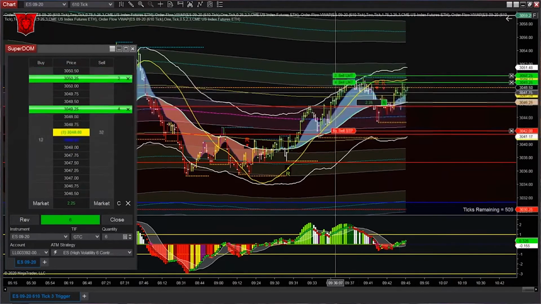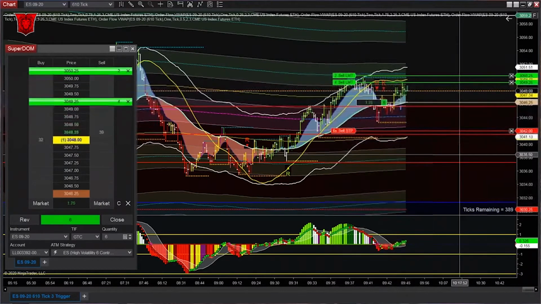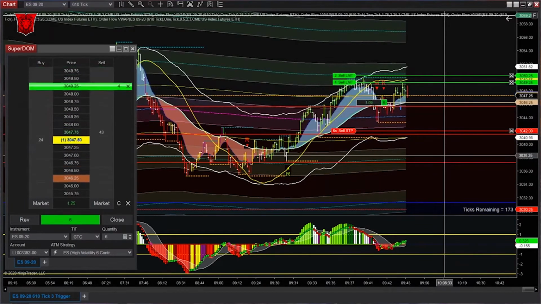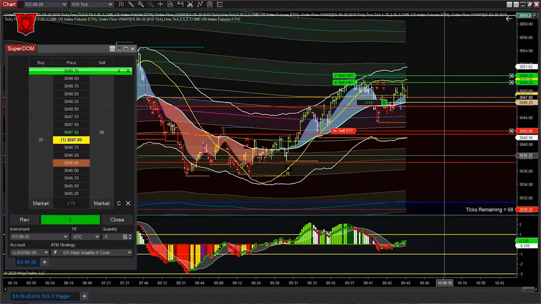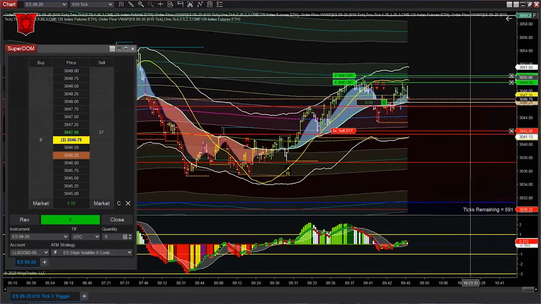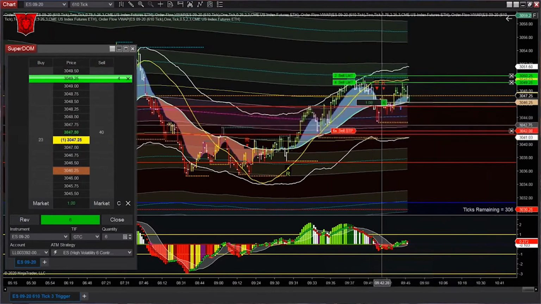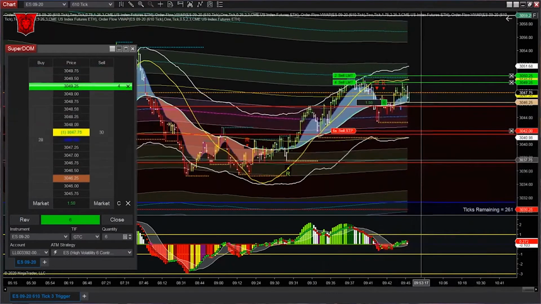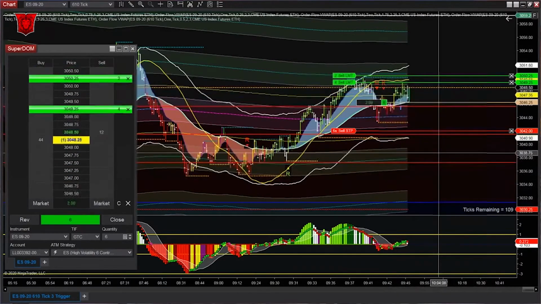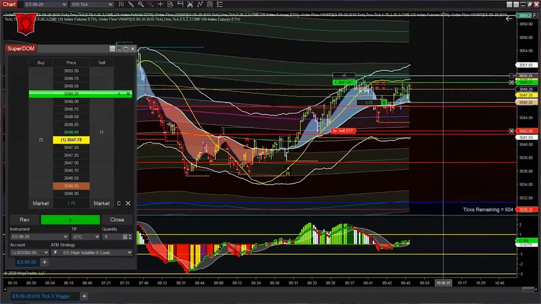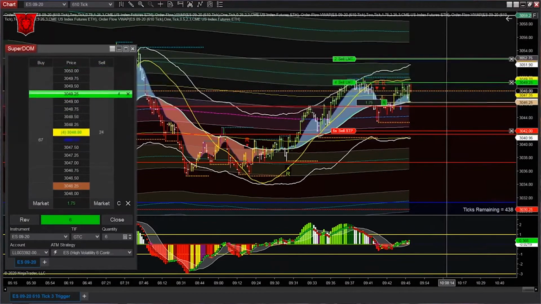So the reason that was a V, that's a V3, right? Since we're above the VWAP, we're looking for a long entry, right? Let's bring this up here.